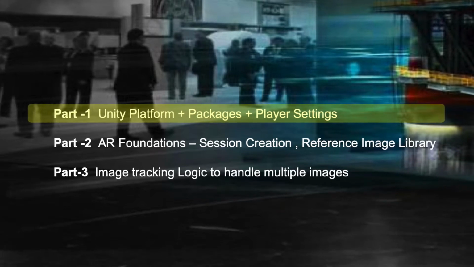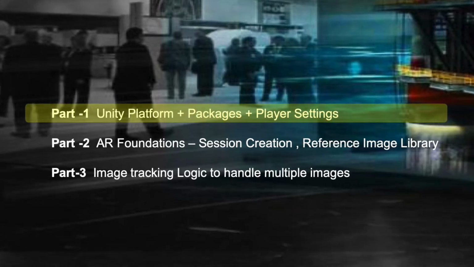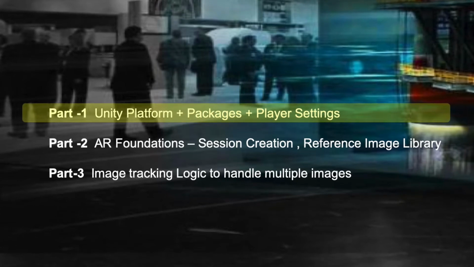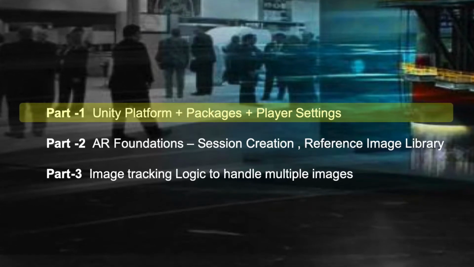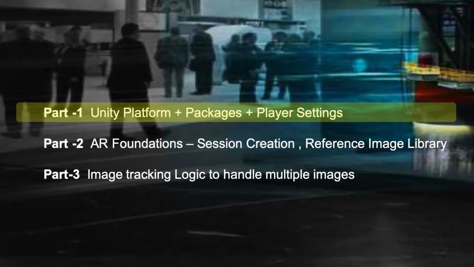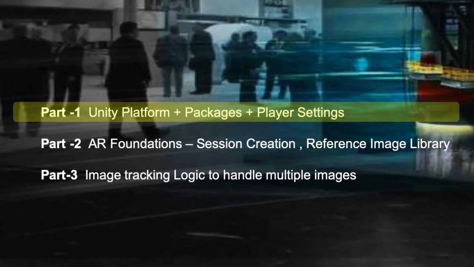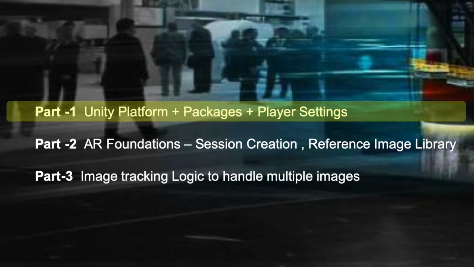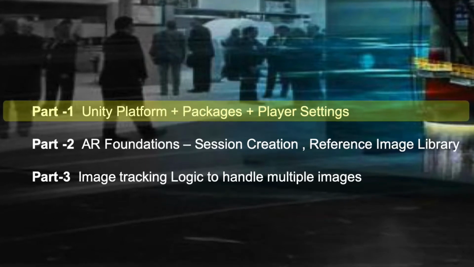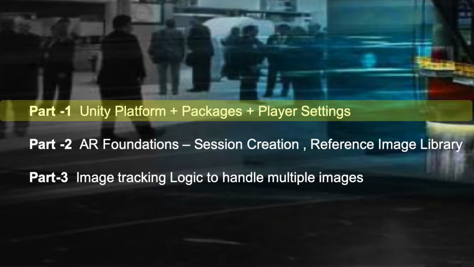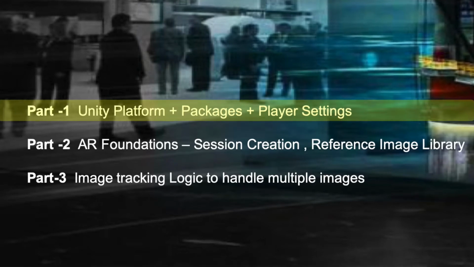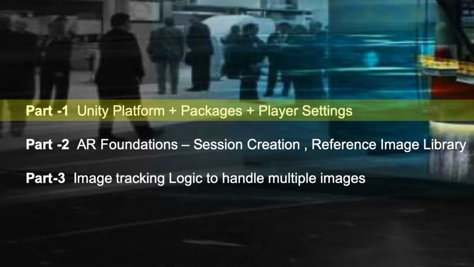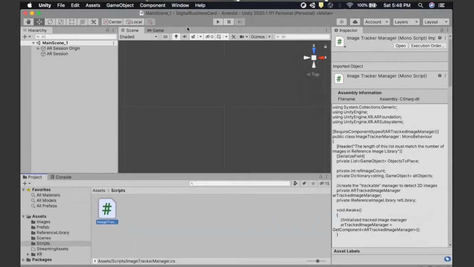There are three parts required as part of the solution. In the first part, we will do the Unity settings for the Unity platform: what kind of packages we need to download, and what different player settings we need to do. In the second part, we are going to look at AR Foundation: how to leverage it in terms of creating different sessions, how to create a reference image library, and how to upload different images. The third part is about the logic.